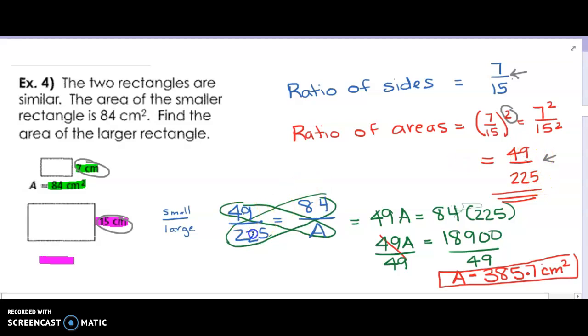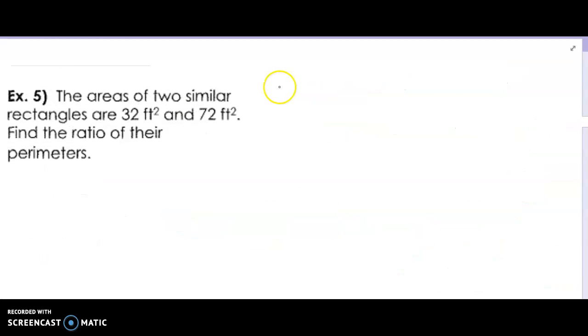Now you're going to use this scale factor. So 49 over 225, small over the large, is going to equal the area of the small, which is 84, over the area of the large, which we're trying to find out. After you set up this proportion, we're going to cross multiply and then solve, and you get 385.7 centimeters squared.